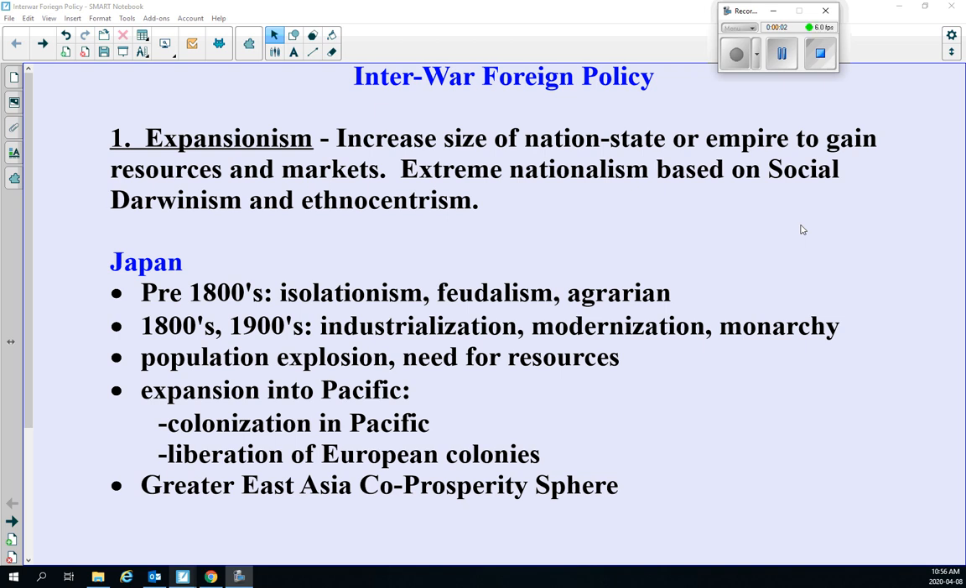Social 20-1, 20-2, interwar foreign policy. So what we're going to look at now: what were the predominant nation states up to between World War One and World War Two?